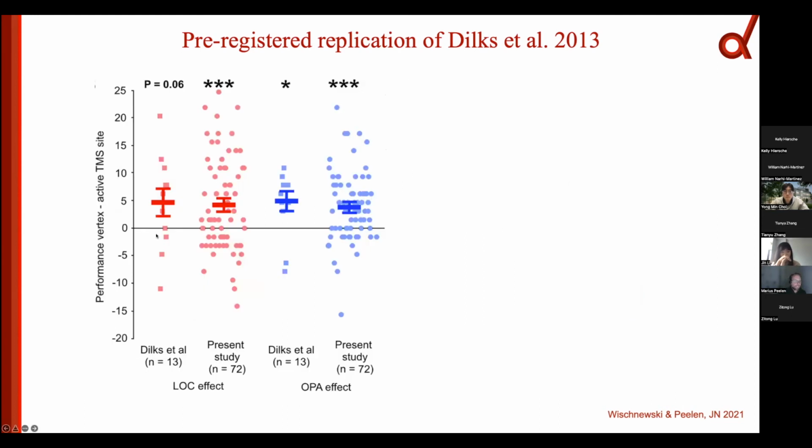So here you see the effects in our study, comparing to Dilks and colleagues. What you see plotted is the difference between task performance during vertex, the control stimulation, and the active TMS site, so either the LO or the OPA stimulation, in terms of a percentage difference. So what you see is that the effect size estimates are pretty similar to the ones of Dilks and colleagues, just that we had many more subjects and much more significant results.